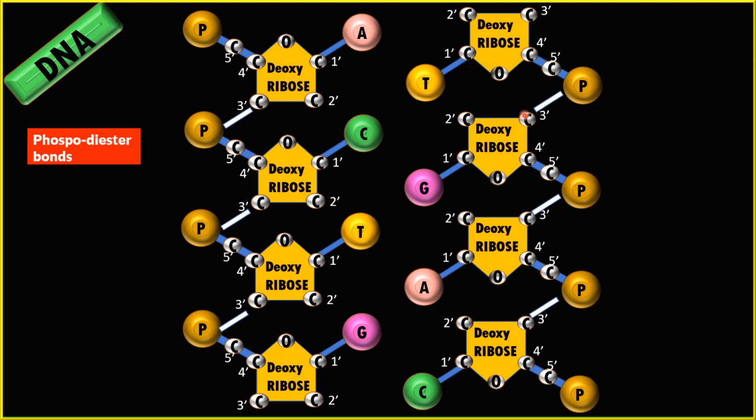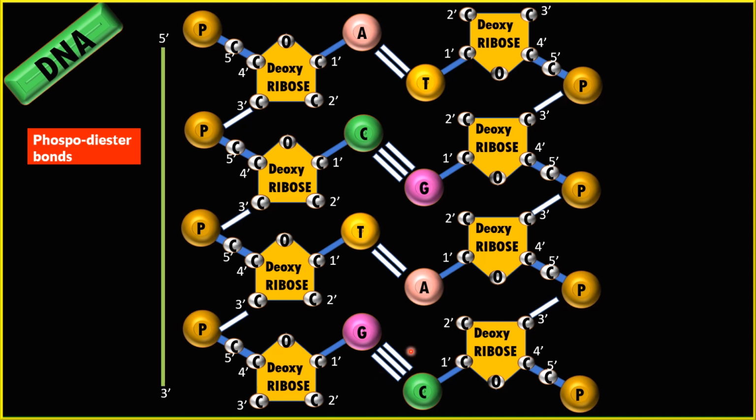Now in DNA we know that adenine pairs with thymine with two hydrogen bonds. Remember, this is a hydrogen bond. Phosphodiester bonds are covalent bonds which are difficult to break. Hydrogen bonds are easy to break. Cytosine pairs with guanine with three hydrogen bonds. So A pairs with T with two hydrogen bonds, and C pairs with G with three hydrogen bonds. I hope you are understanding the molecular structure of DNA.